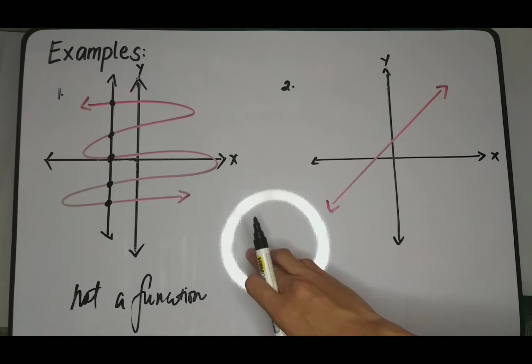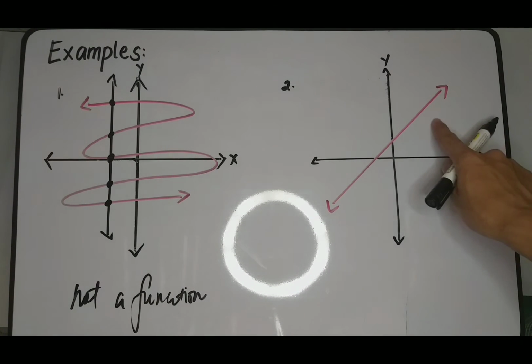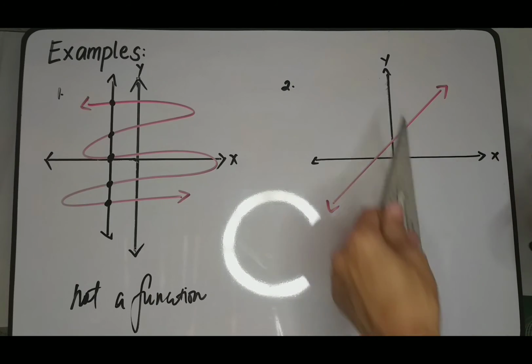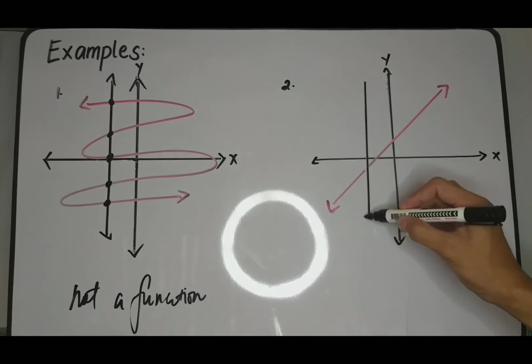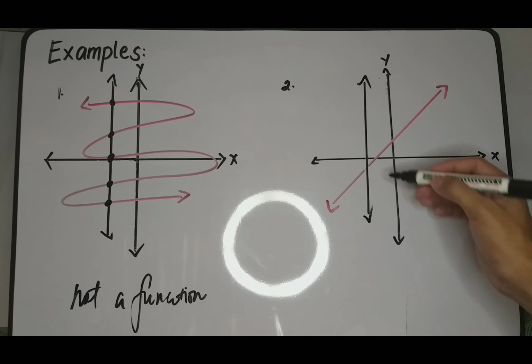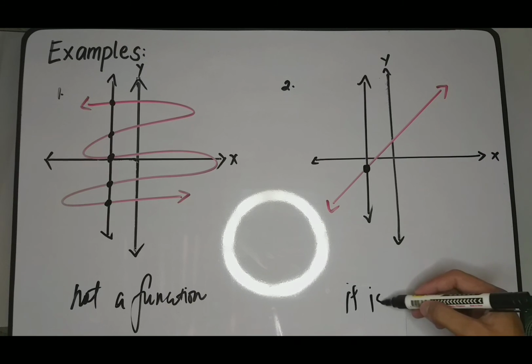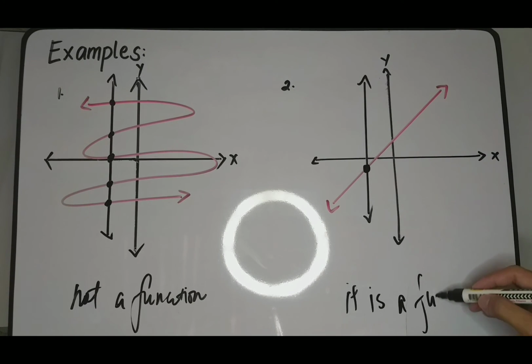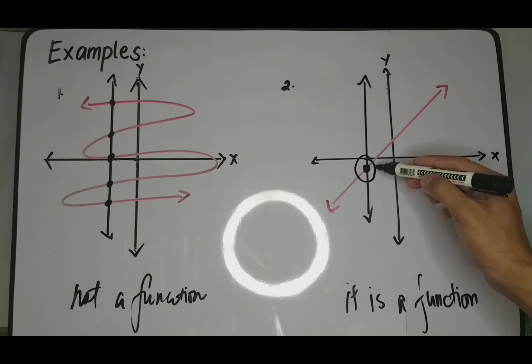Or let's have number 2. So, number 2, ito yung graph, yung kulay red. So, gawa tayo ng isang line o vertical line. So, meron lang isang intersection. So, it is a function. Kasi, isa lang ang kanyang point of intersection, which is ito.